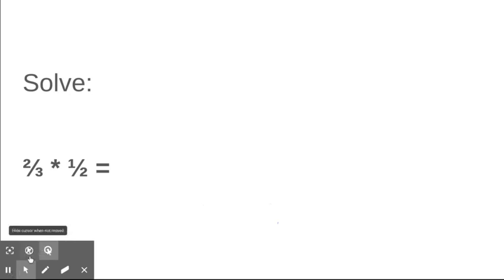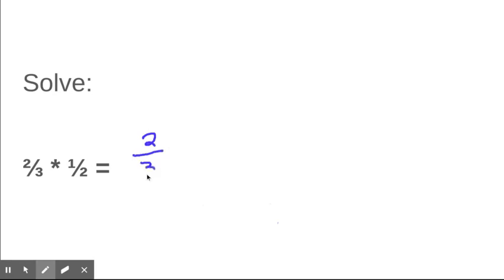We now have a problem of 2/3 times 1/2. I'd like to write it when the fractions are just on top of each other. Would you try this one, please? Hit pause and then resume. Just check your answer.